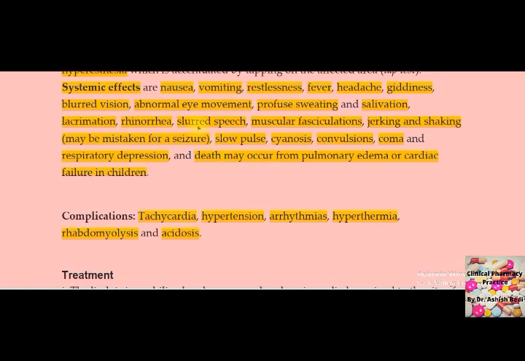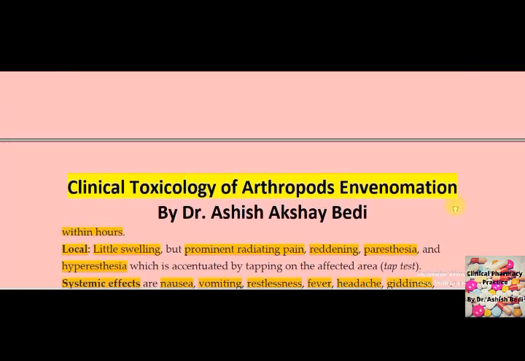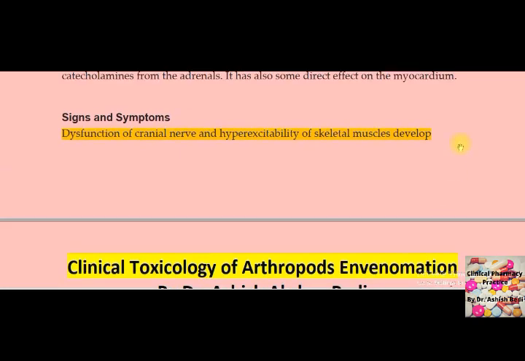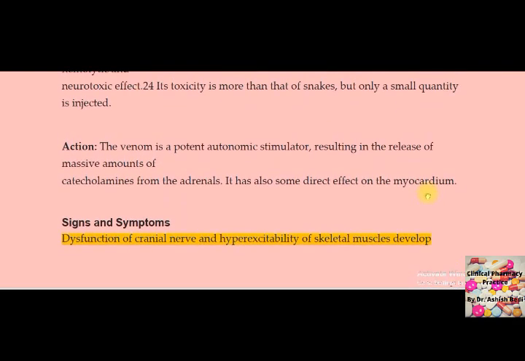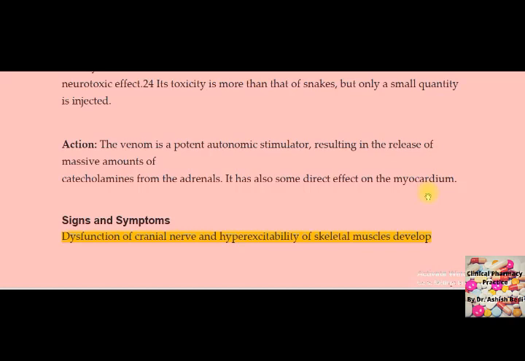The rest you can add up, like nausea, vomiting, fever, abnormal eye movement, blurred vision, then sweating, salivation, lacrimation, rhinorrhea, slurred speech, muscle fasciculation, jerking and shaking. Respiratory depression also occurs. Actually, the problem is that it will start like nicotine. It will start with the sympathetic system, and it will lead towards the parasympathetic system. So it is very easy to understand if you already learned about tobacco poisoning.